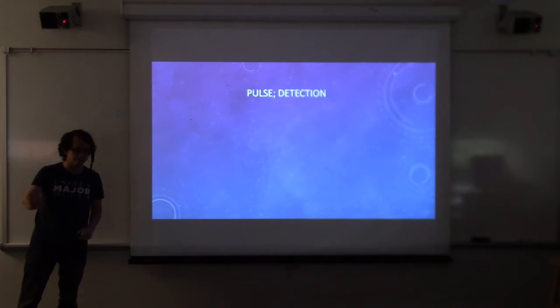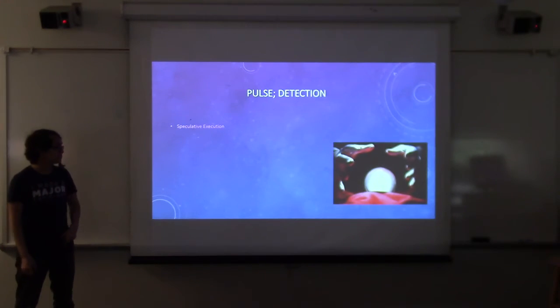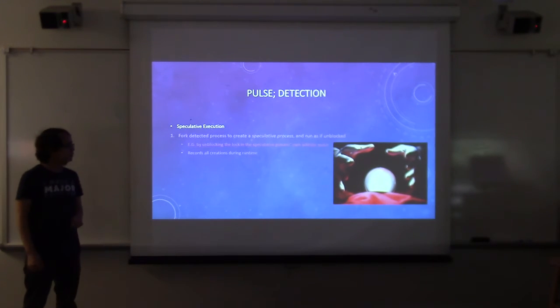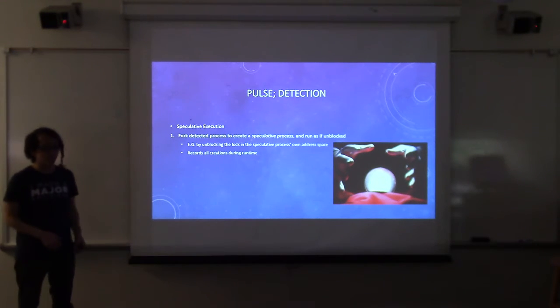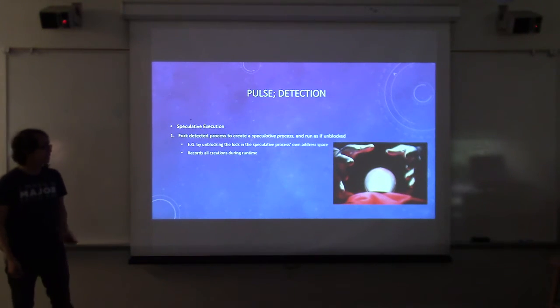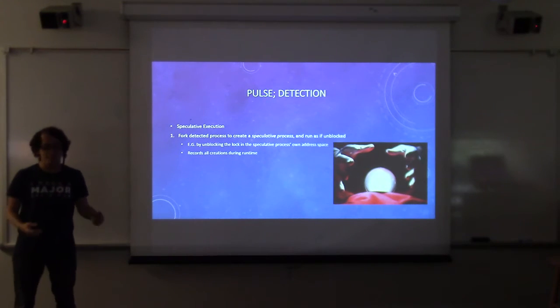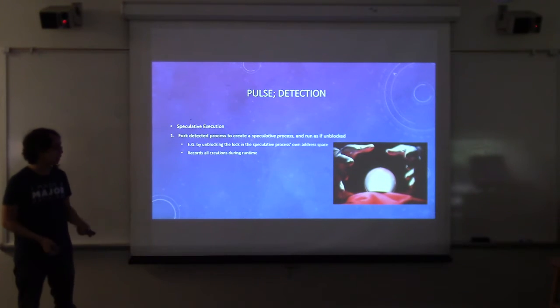So how exactly does the detection work? Because this is the important part. Well, detection, as stated, is speculative execution. In other words, it's looking into the future. So first, it forks the detected process inside its very own address space in order to create a speculative process, as you can see there. And it runs the speculative process as if it were the process it forked from, but unblocked by deadlock.